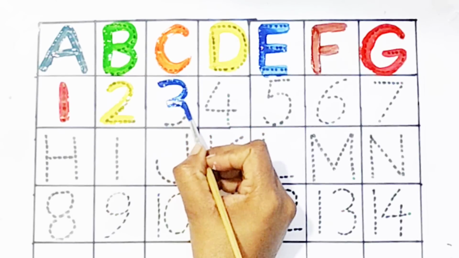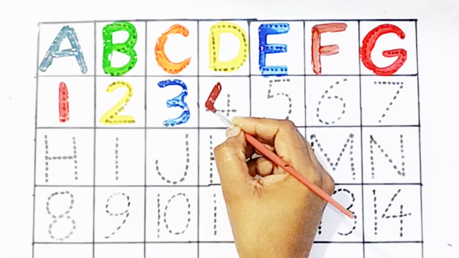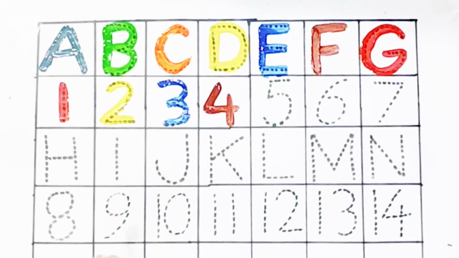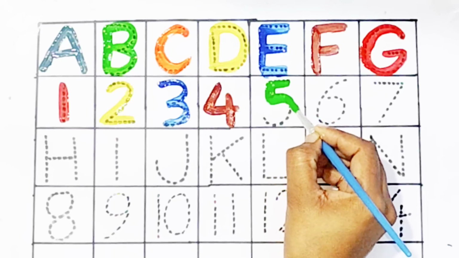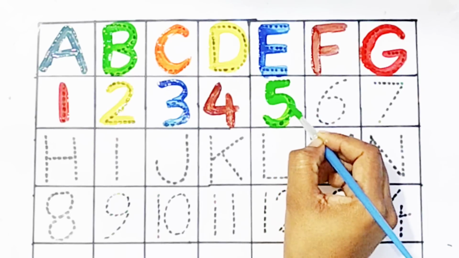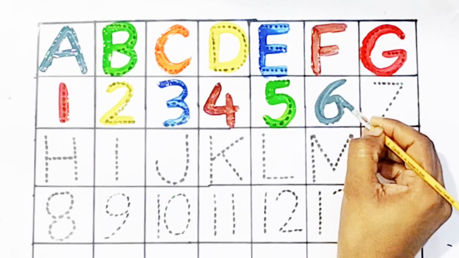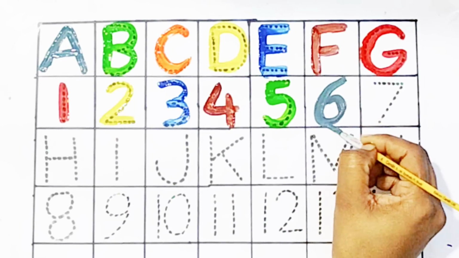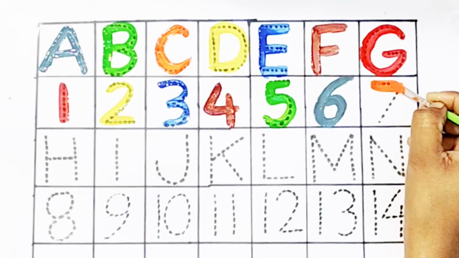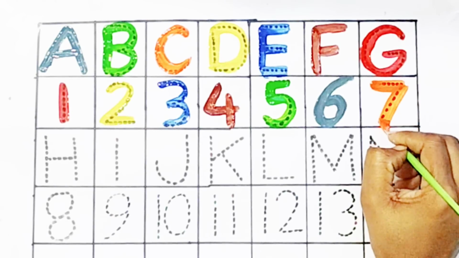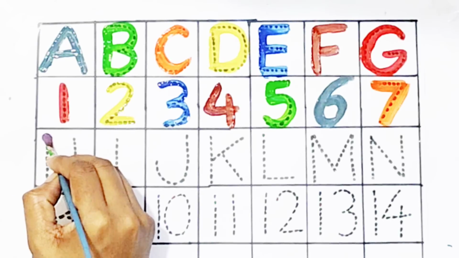Next time, won't you sing with me? A, B, C, D, E, F, G, H, I, J, K, L, M, N, O, P, Q, R, S, T, U, V, W, X, Y, and Z. Now I know my ABCs. Next time, won't you sing with me?